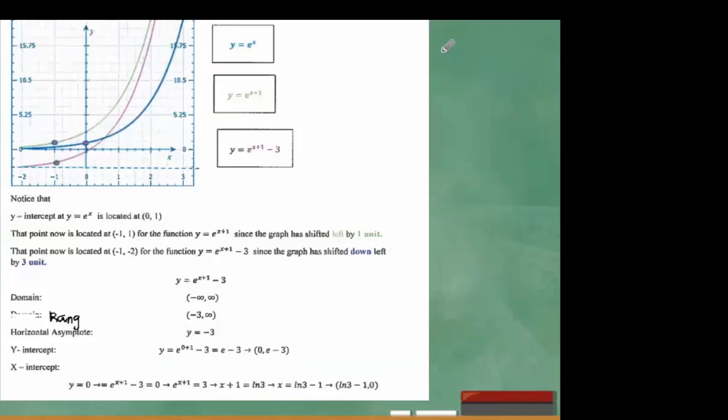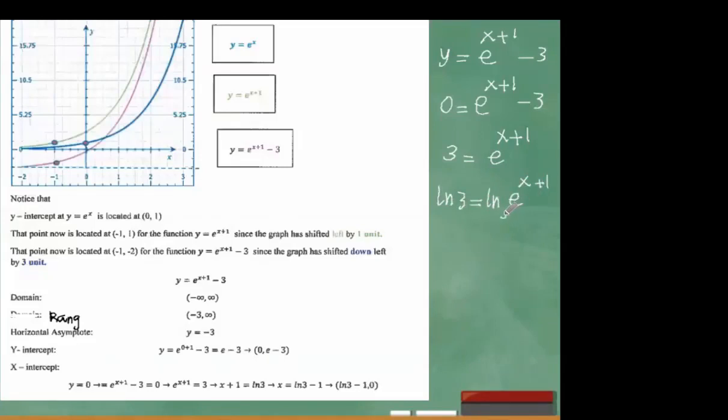If y is equal to 0, you have y is equal to e to the power of x plus 1 minus 3. If y is equal to 0, you want to solve for x, because 0 is equal to e to the power of x plus 1 minus 3. So if I add 3 to both sides of the equation, 3 is equal to e to the power of x plus 1. Because the variable you're solving for is in the exponent, I need to take the natural log of both sides. Natural log of 3 then would be equal to natural log of e to the power of x plus 1.